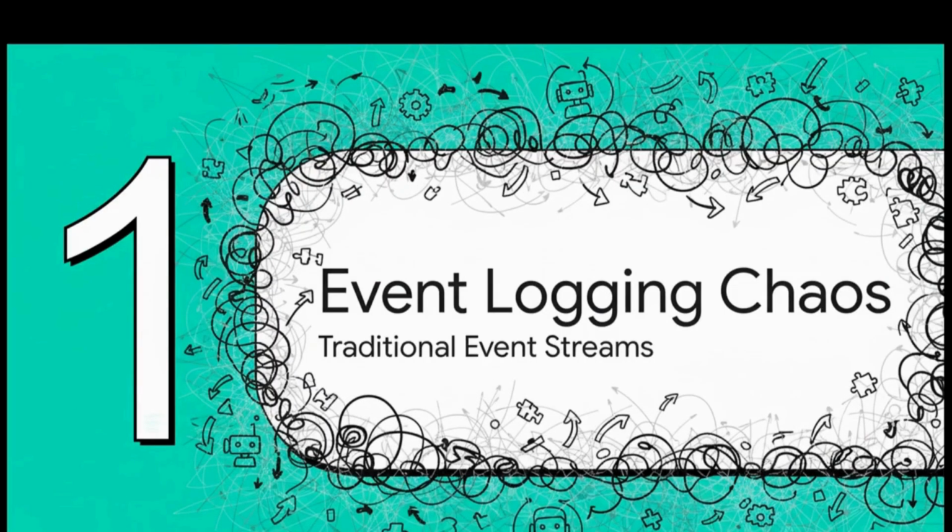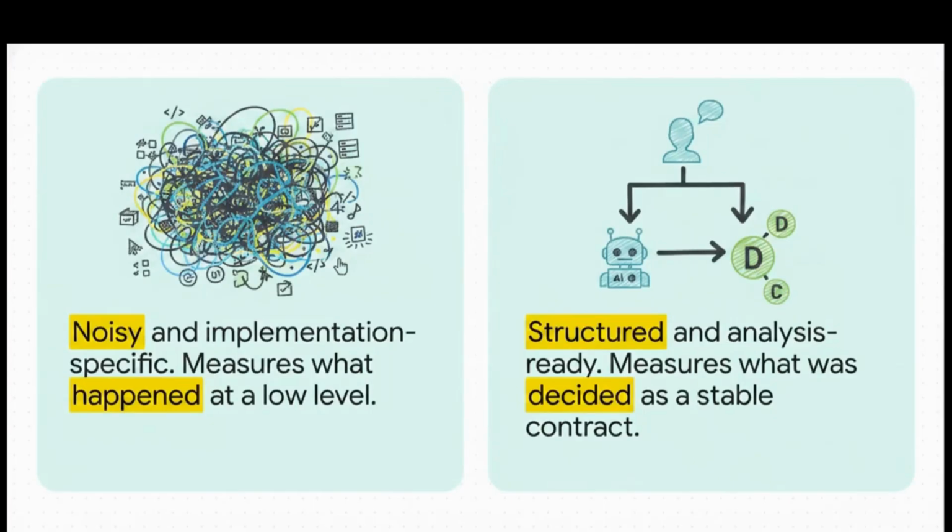All right, part one, the chaos of event logging. This is the before picture, right? The messy reality that I'm sure a lot of us are living with right now. Let's just put these two approaches side by side. On the left, you've got your standard event logging. It is noisy, it's tied directly to your application's code, which means it's a nightmare to try and compare it across different systems. It basically just measures what happened. But now look at the right. Decision-centric logging is structured and ready for analysis right out of the box. It gives you a stable, portable contract, and this is the key, it measures what was decided. That's a much, much more valuable signal.